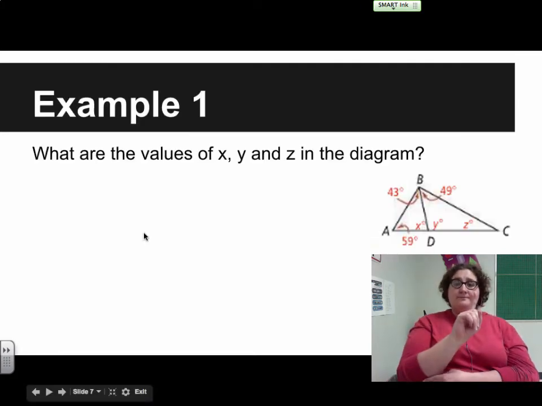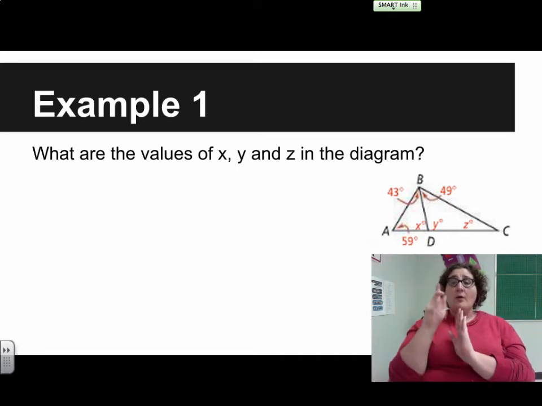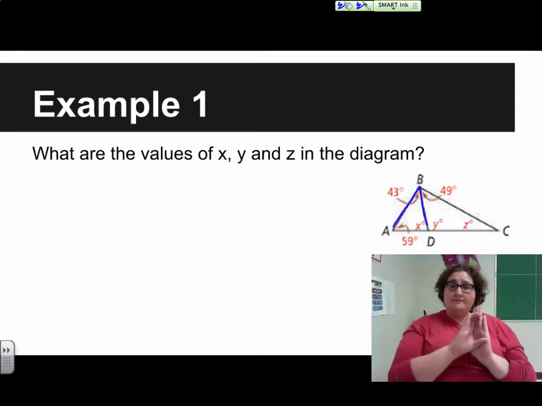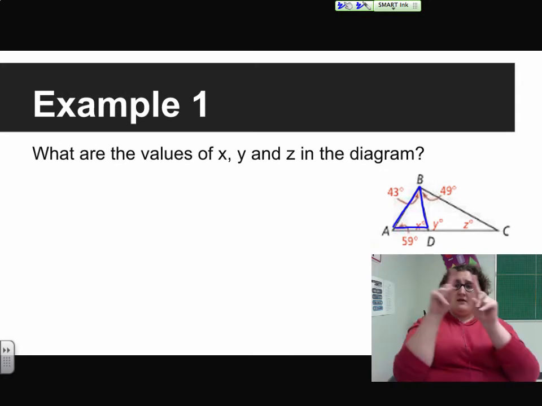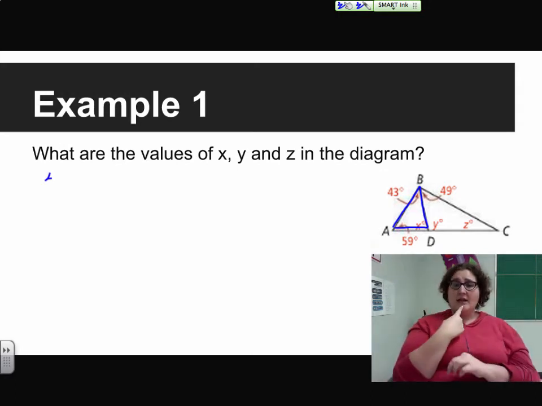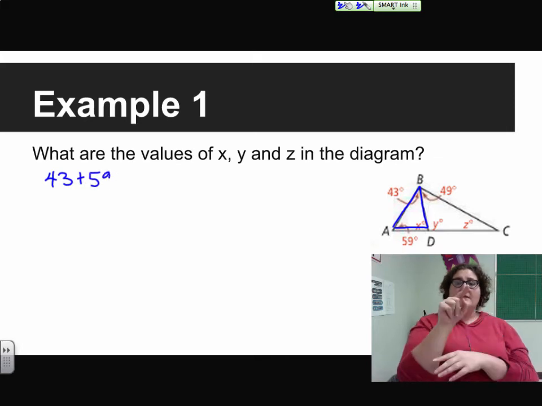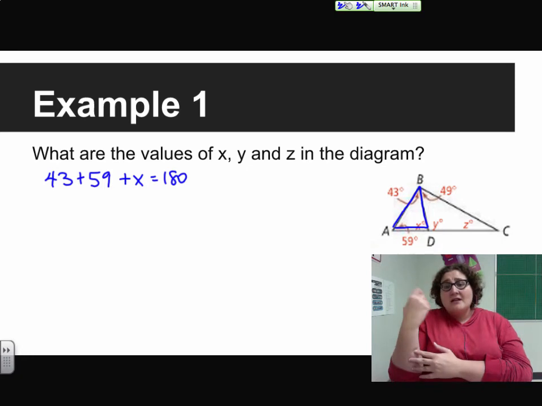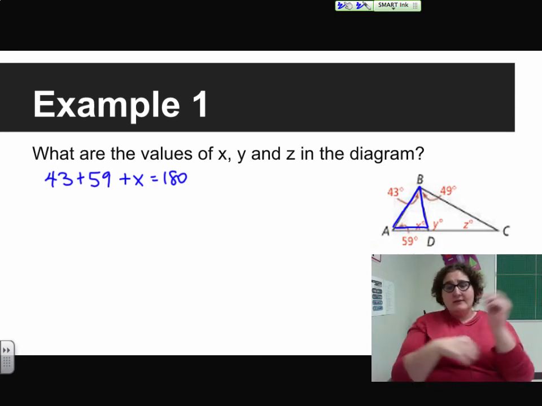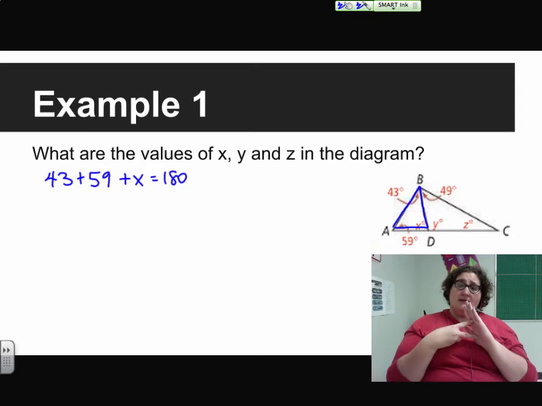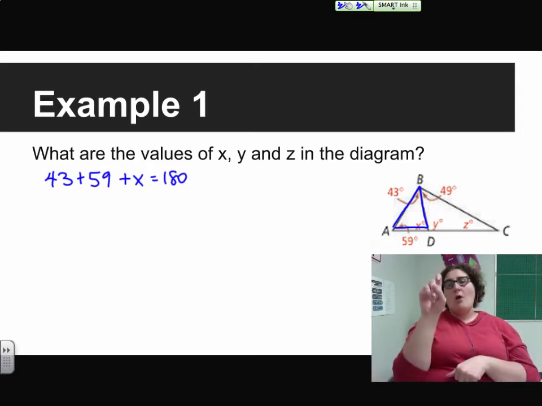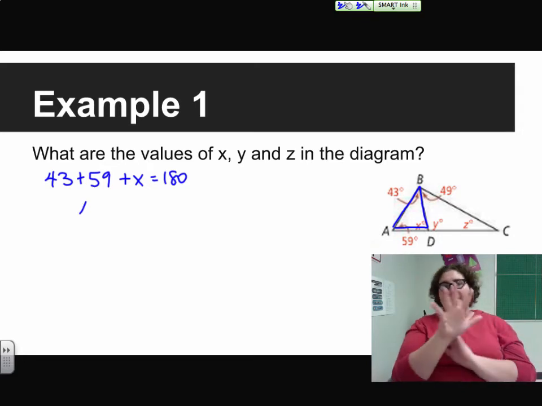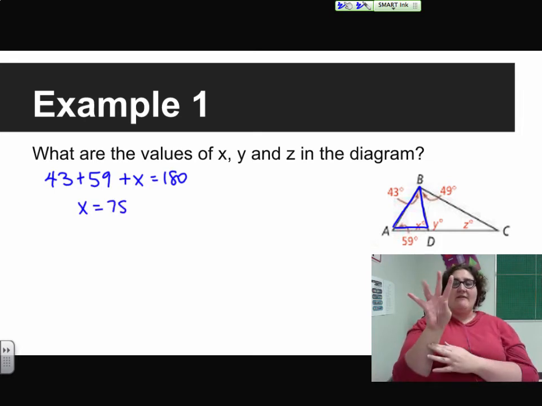Example 1. It says, what are the values of x, y, and z in the diagram? Okay, well, it's going to be easy to find x first, so we're going to start there. In this diagram, we have our triangle here, so I can say that 43 plus 59 plus x has to equal 180, because there's a triangle there. That means that when I subtract, and most of you will put in your calculator 180 minus 43 minus 59, you'll get that x equals 78.